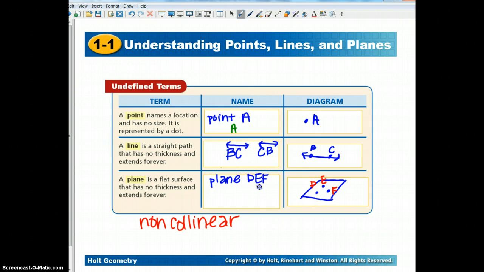Just like if I was to write my name, Razor, I would write R-A-Z-O-R with no spaces and no commas. The same is true here. You could also name a plane without writing the word plane, and you could do it in a different order. You could call it plane EFD if you wanted to.